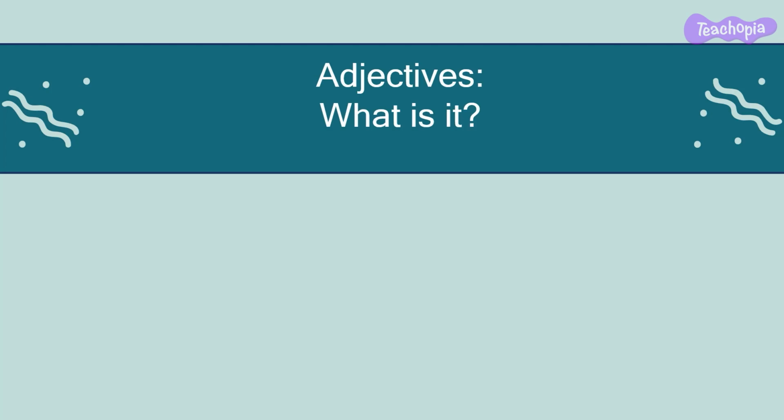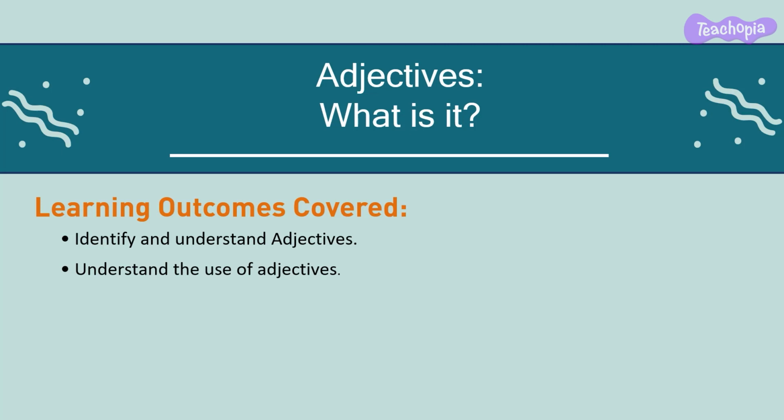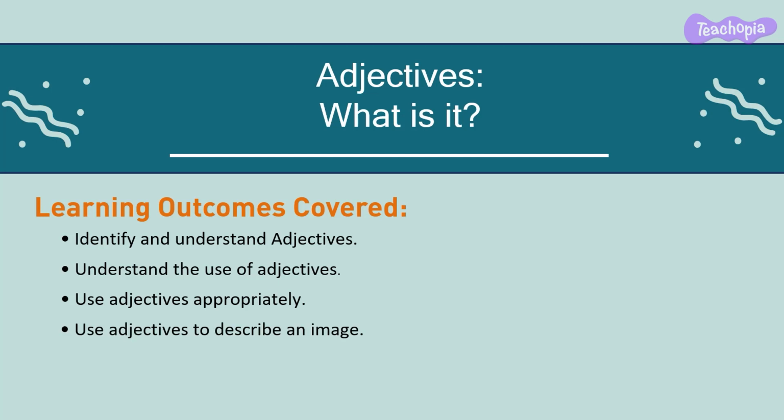Now, let's move on to the next topic in the grammar segment, adjectives. To learn adjectives, we will use an activity called What is it? Using this activity, we can cover the following learning outcomes given in the text. We can identify and understand adjectives. We can understand the use of adjectives. We can use adjectives appropriately. And we can use adjectives to describe an image.